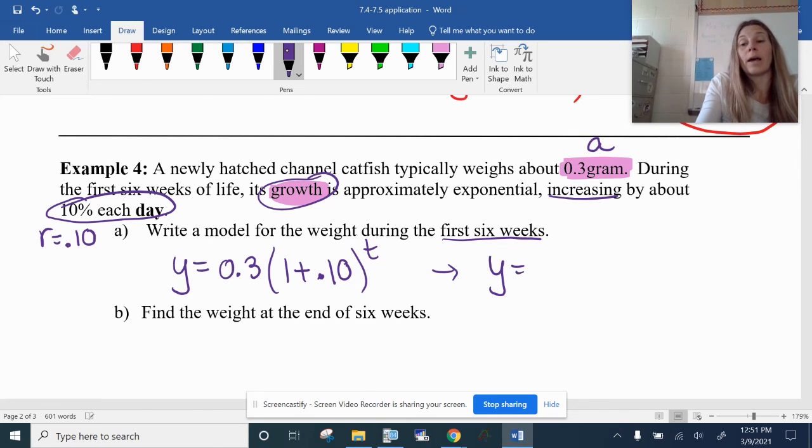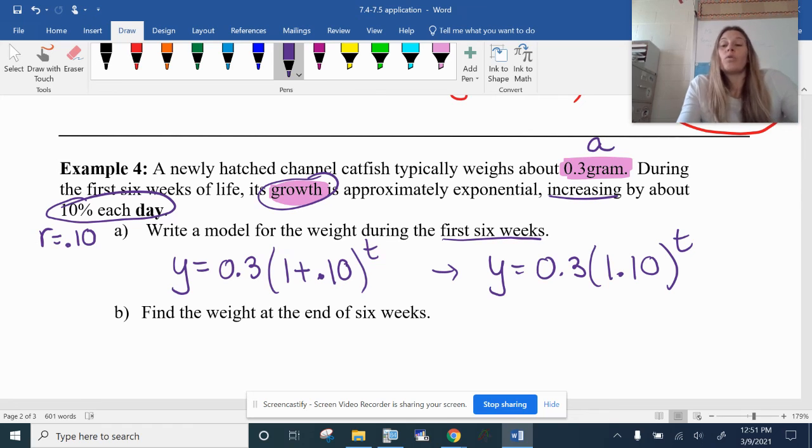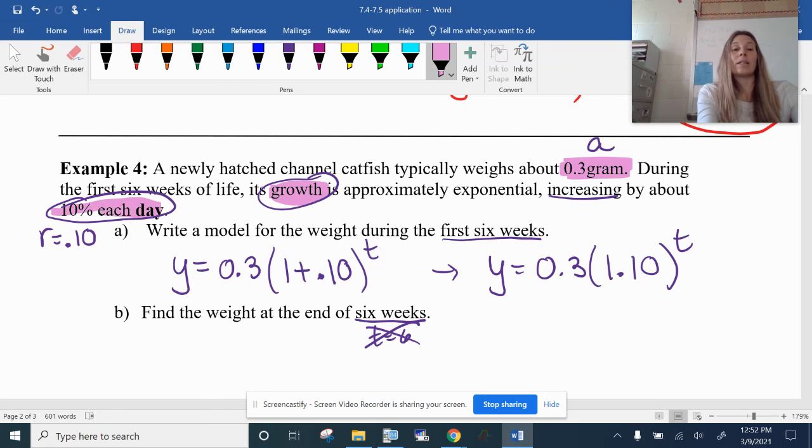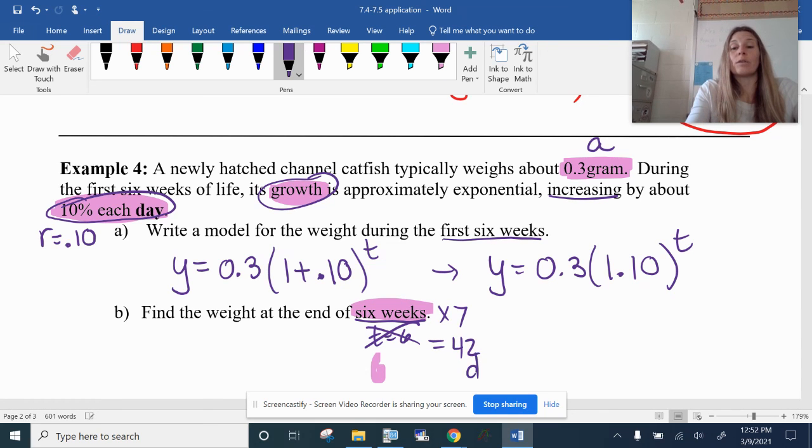Now I want to simplify. So I have 0.3 times 1.10 raised to t. Now, you want to put your t in. It says find the weight at the end of 6 weeks, but t is not 6, okay? The reason is because here it said that it grew 10% each day. So we need to have the t in days. So 6 weeks times 7 equals 42 days. So that's going to be your t.